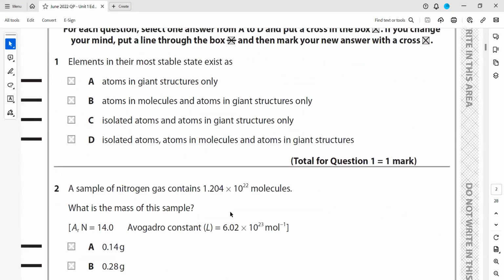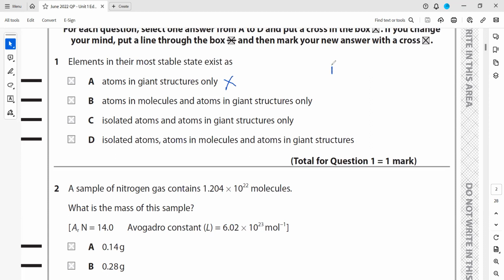We'll do the MCQs. Elements in their most stable state, how do they exist? When you check the options, the first one is atoms in giant structure only. No, we have other structures as well. Atoms in molecule and atom in giant structure only. Look, the question is how elements can exist.